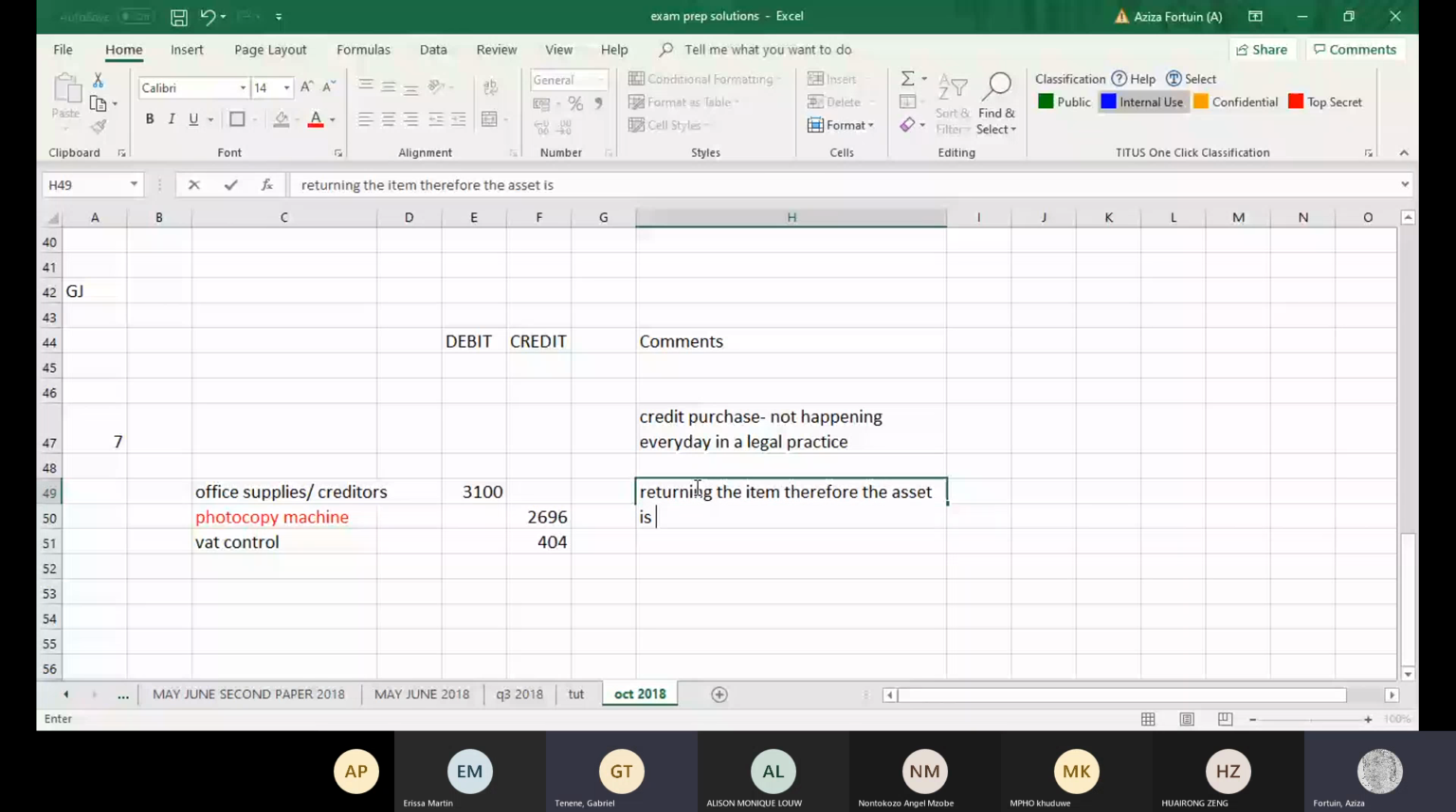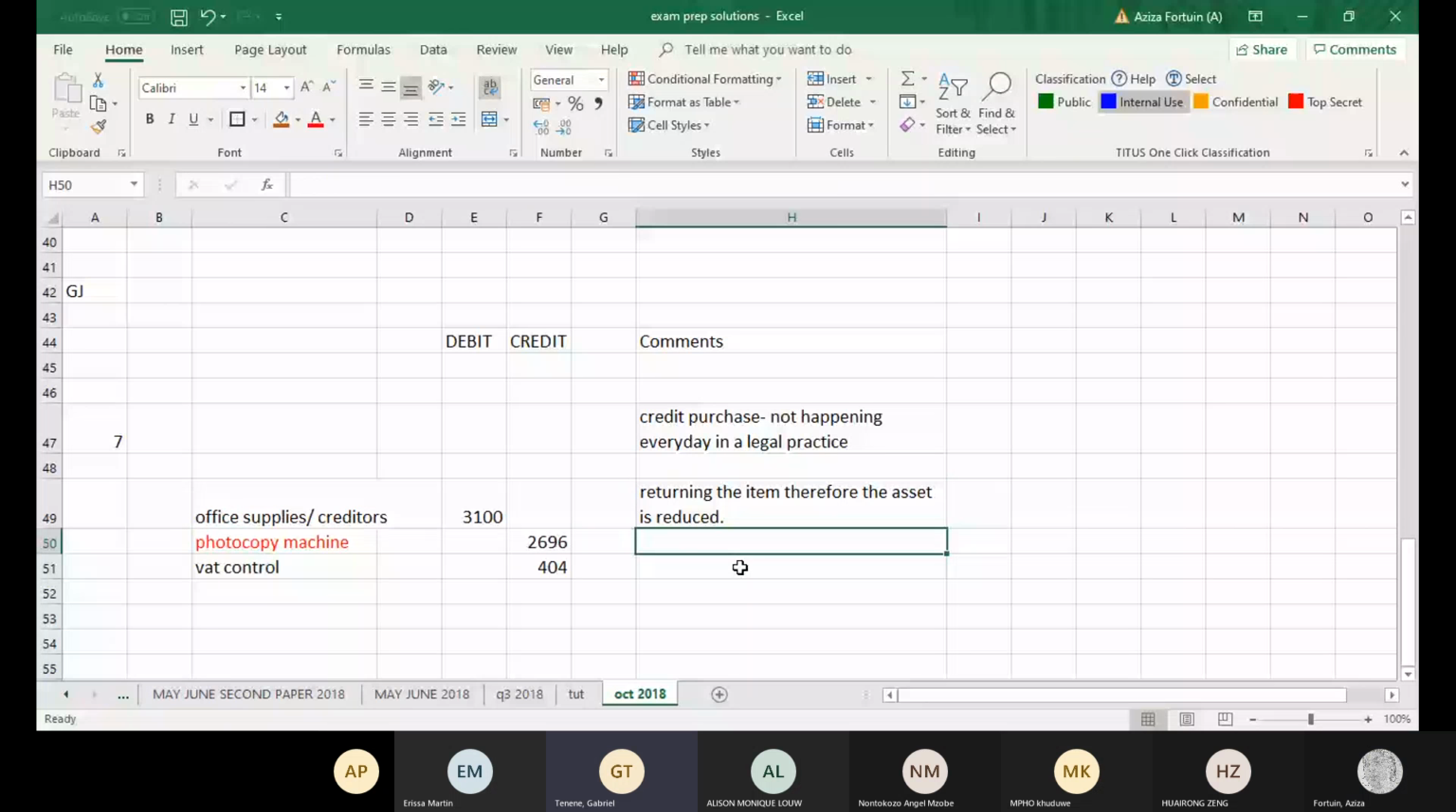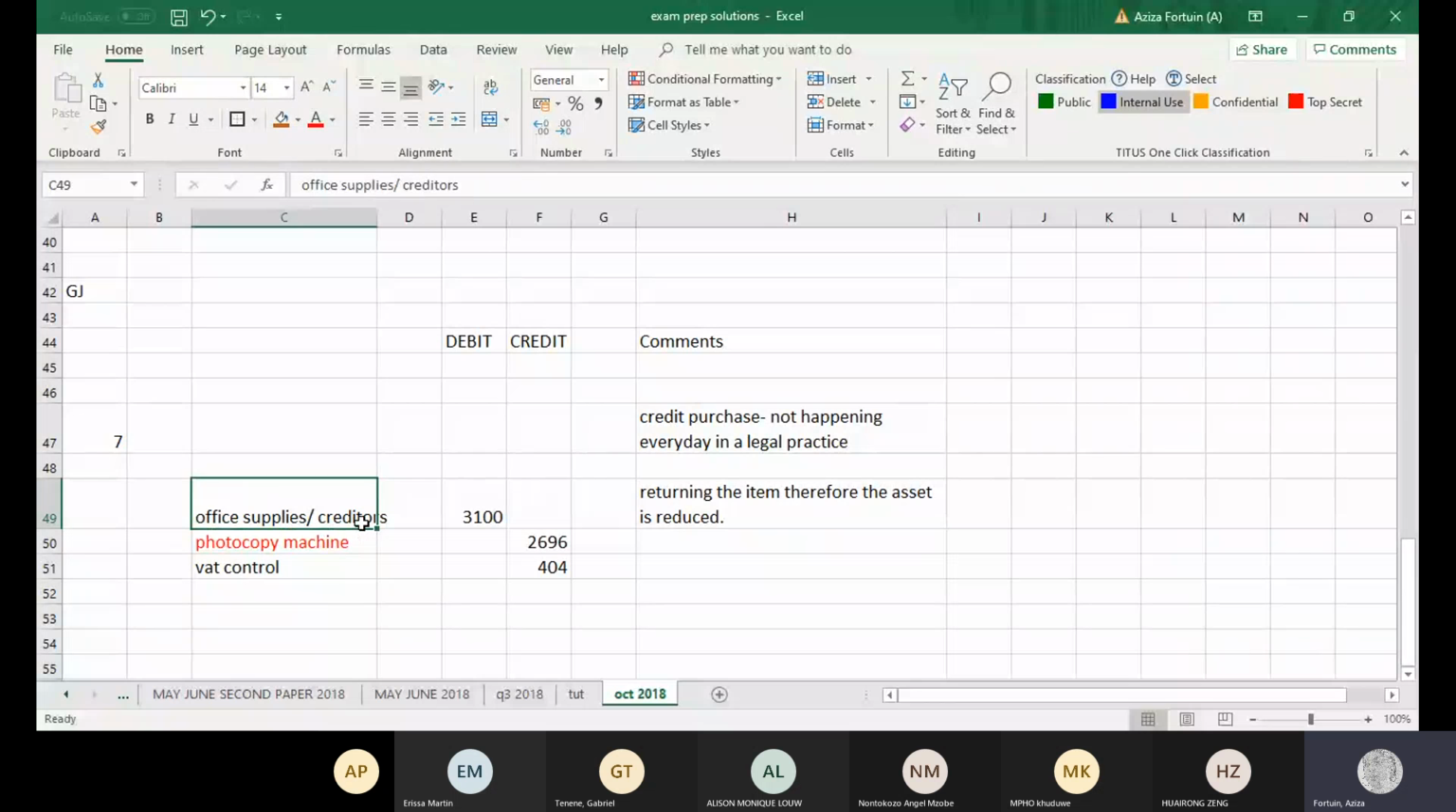Are we debiting the office supplies or are we debiting the liability account? We are debiting the suppliers, creditors. That is my liability account. So we are debiting our liability account because we're making it less now, because we returned the photocopying. We're crediting our photocopying machine because we returned it, it must come off our books.